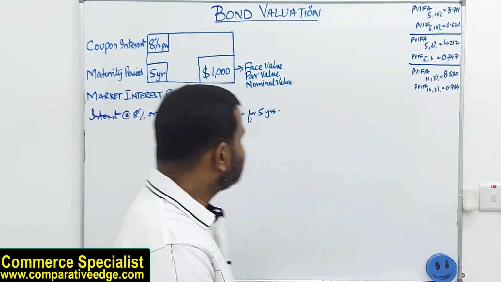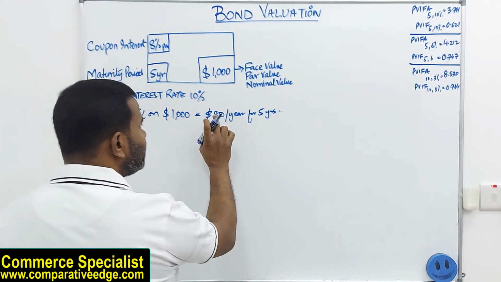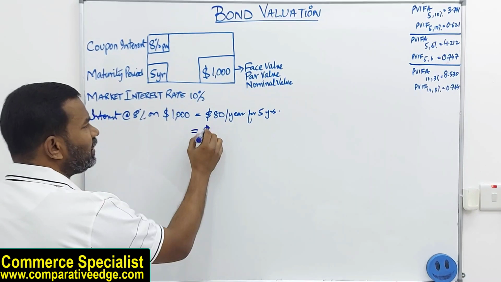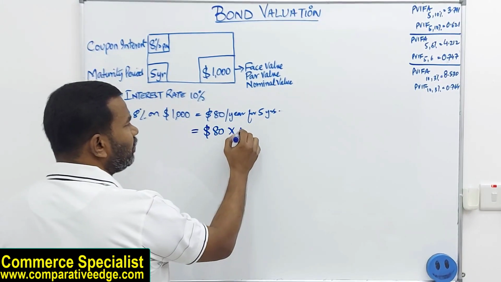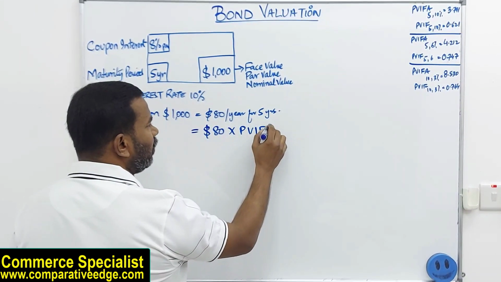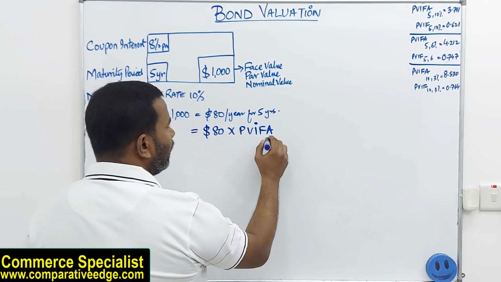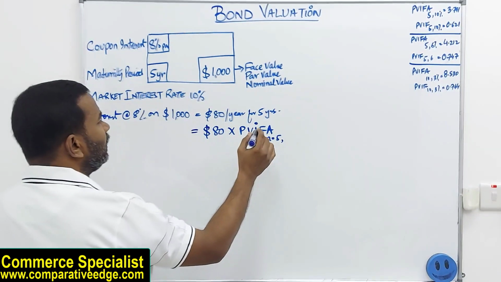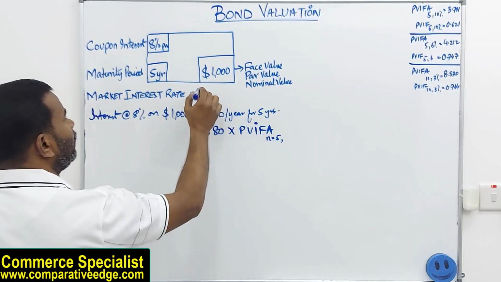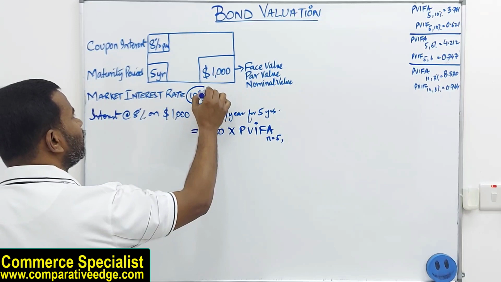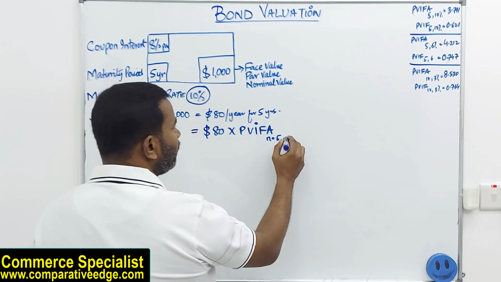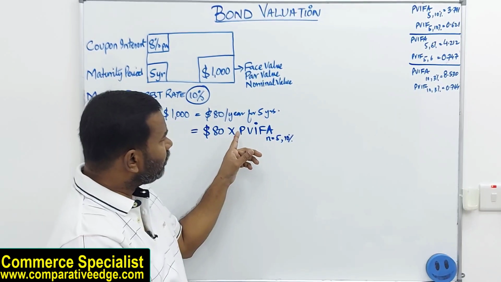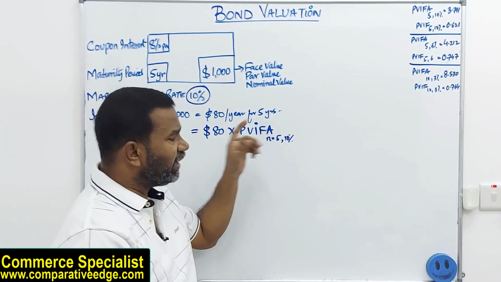So in order to calculate the present value of this $80, we multiply this $80 by the present value interest factor of annuity, where we take n as 5 and the discount rate. To find present value, we always use the market discount rate, which is 10%. Now I use the words present value interest factor of annuity.